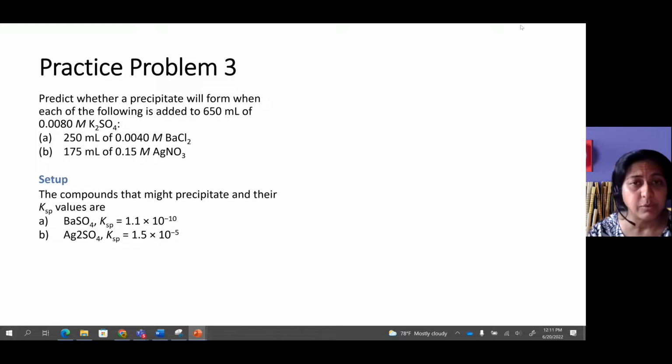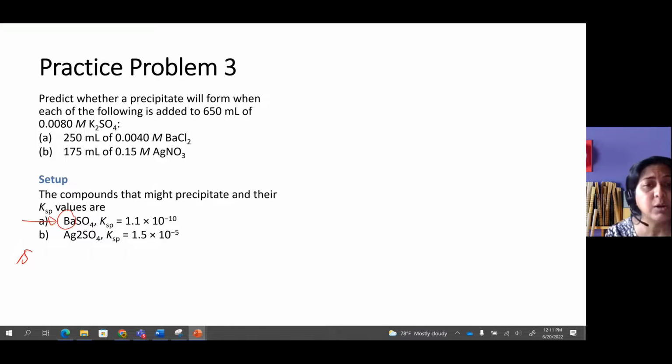0.0040 M barium chloride. You would feel that some part of the question is missing. Yes. What is the precipitate that is forming? When the sulfate ions from the K2SO4 are mixed with the barium, we get barium sulfate.